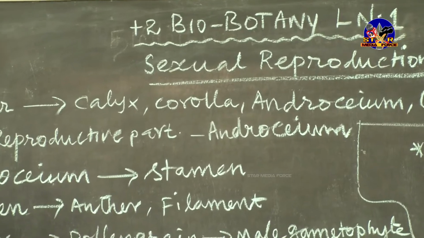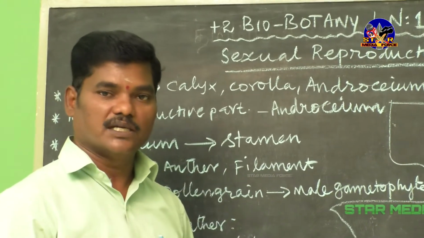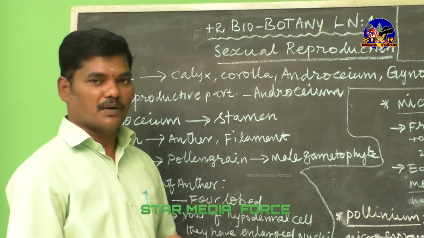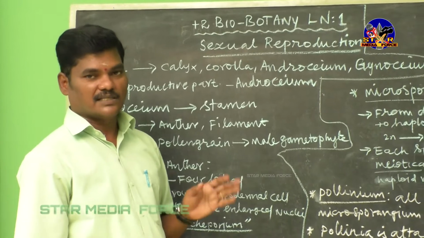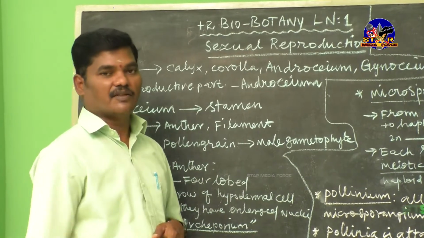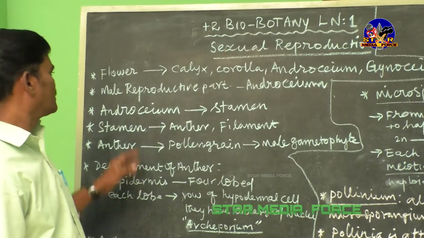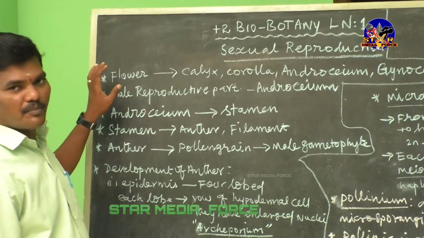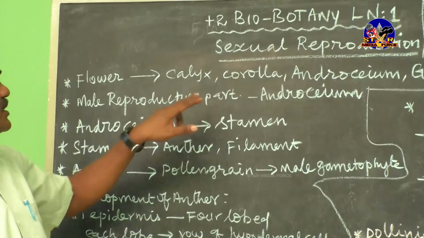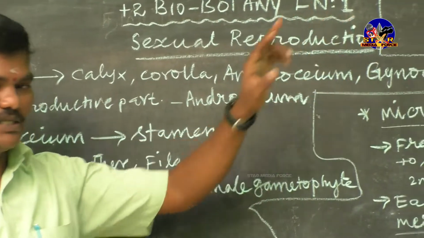As already told, in the plant itself there are two parts: one is the male part, another is the female part. The male part of the plant is in the flower. The flower itself has the male part as well as the female part. See, the main organ of the plant is the flower. A flower has four parts: calyx, corolla, androecium, gynoecium.